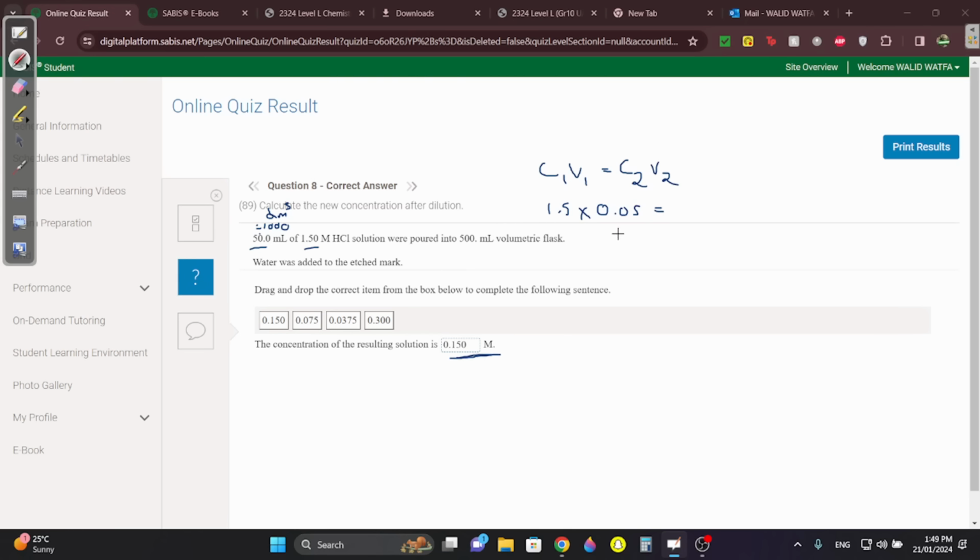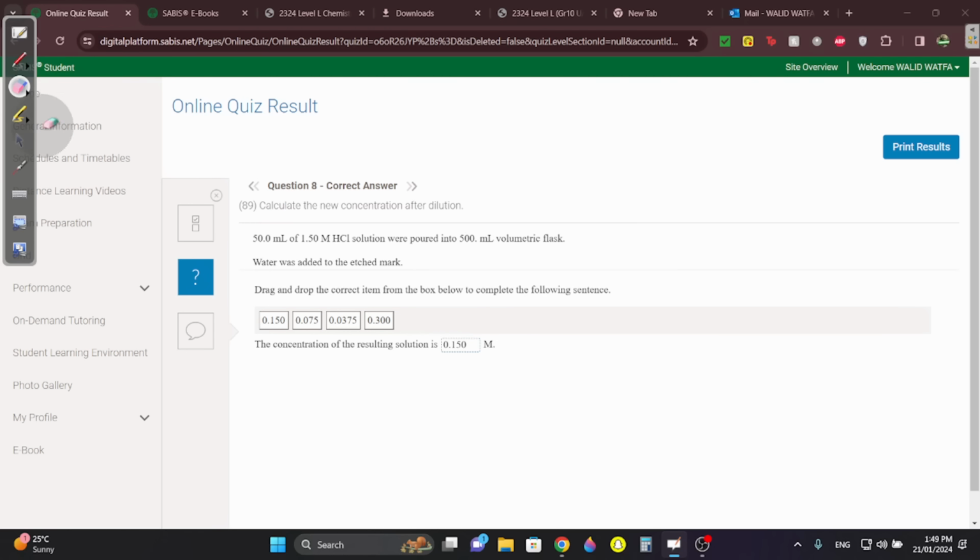C2, which we don't know, we're trying to find it. So we put C2 times volume 2, which is 500 milliliters, and we need it in dm cube, so you divide by 1000 and you get 0.5. And you're going to get C2 equals 1.5 times 0.05 divided by 0.5. Let me make sure of this answer. 1.5 times 0.05 divided by 0.5. Yeah, you get 0.15 molar concentration.